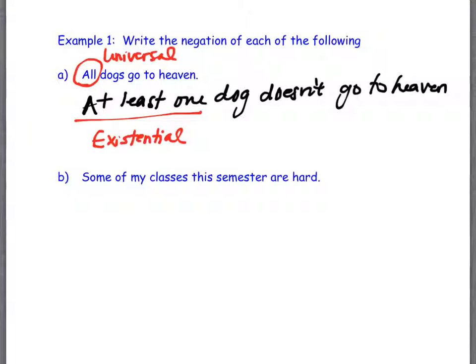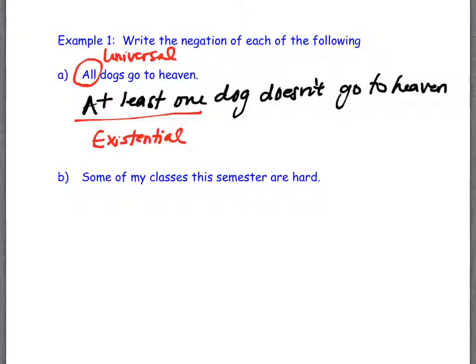And that will always happen. And I used the word on purpose, yes. Always. So the way that we change a phrase to its negation is that we switch universal quantifiers into existential quantifiers, and vice versa as well. So you take a look at the next sentence.